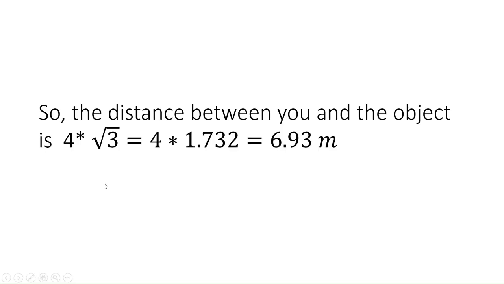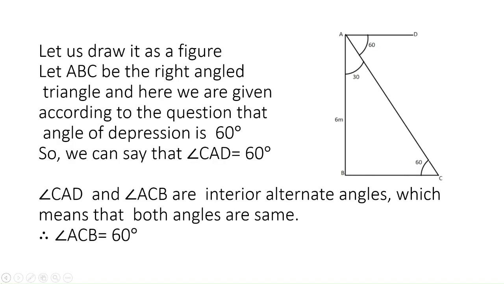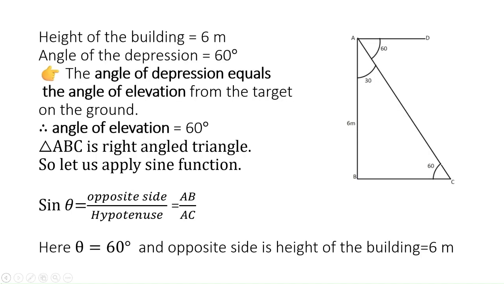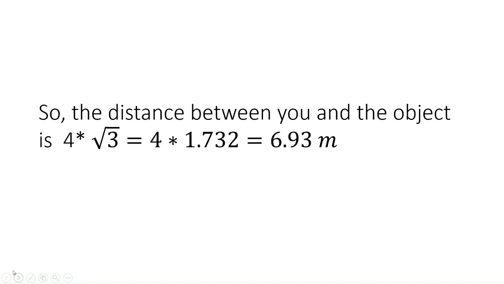Okay, here we have used a simple trigonometric identity, sine theta. But we need to conclude that when the angle of depression is given, we have equated it with the angle of elevation, by taking alternate interior angles, both are equal. So when we are able to derive all these things by creating the image with the given information in the problem, it is very easy for us to solve anything. So after having all these conclusions, what can we write? The distance between the observer, that is you, and the object is nothing but 6.93 meters.